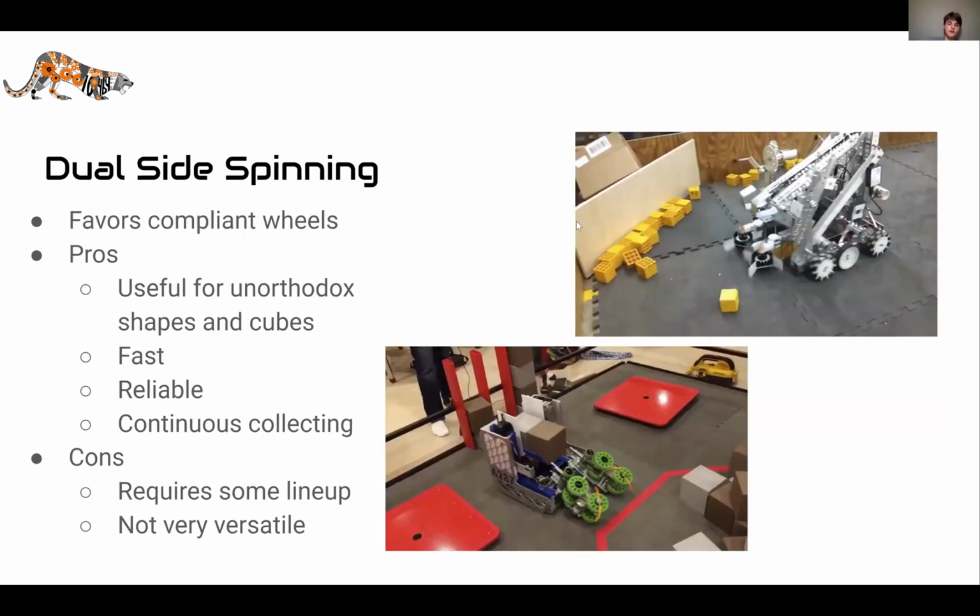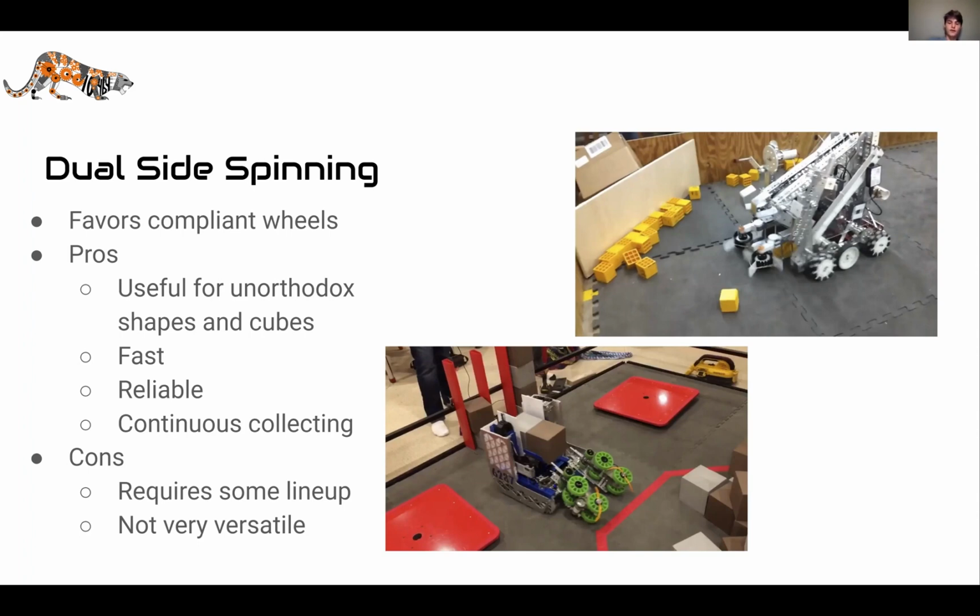Similar to overhead spinning, there's also dual side spinning, which is good for things like compliant wheels, which you can see in the bottom. It's good for anything that has more of an unusual shape, or cubes, because cubes have a flat side that the wheels can get a good grip on. They're fast, they're reliable, and they're continuous, which are three really good things for collection. You can start it running, and there's not a lot of lineup. You just go over to whatever you need to go over to, and it will just suck it up into your robot. There's a little bit of lineup, but not a whole bunch of it.